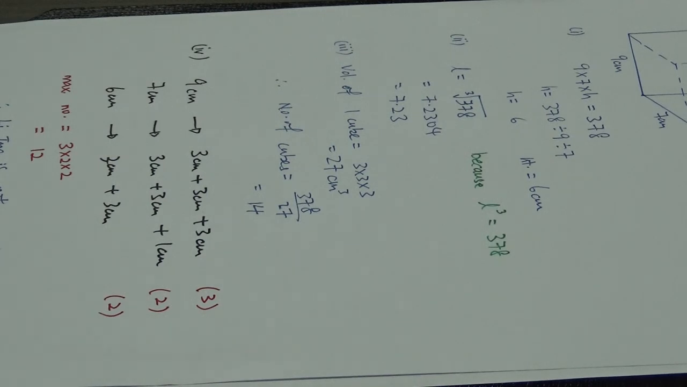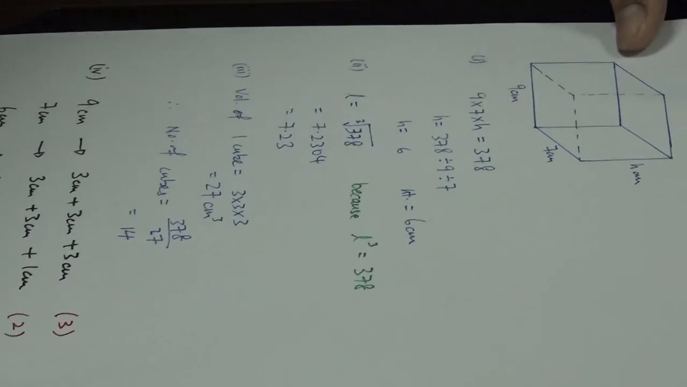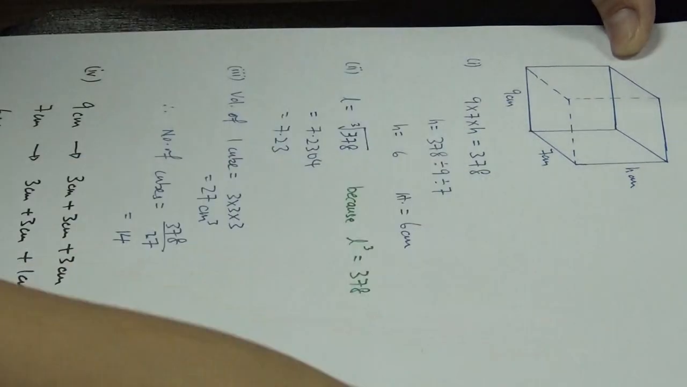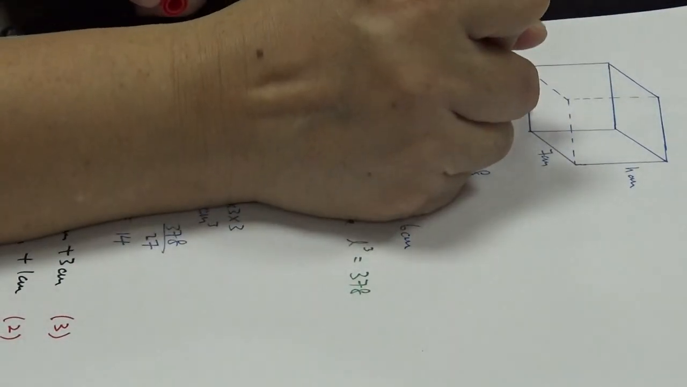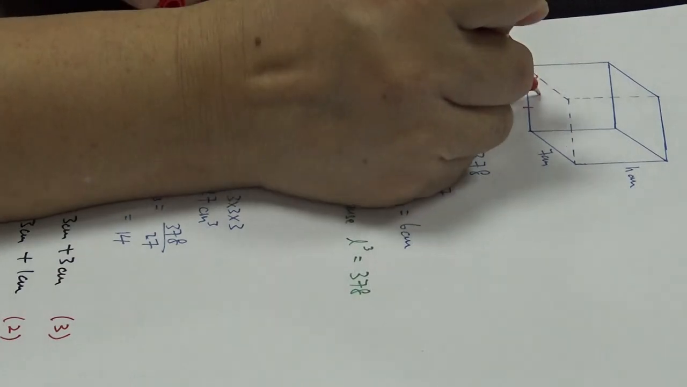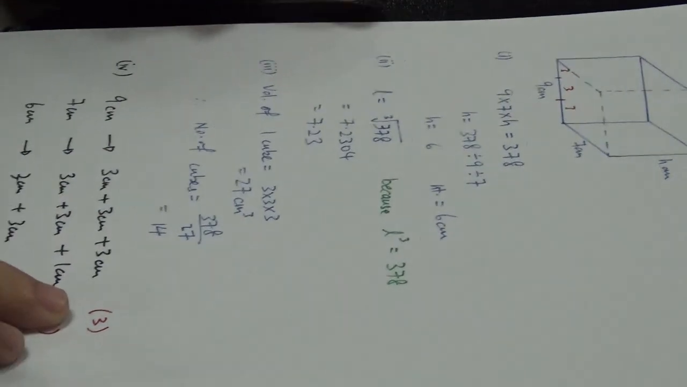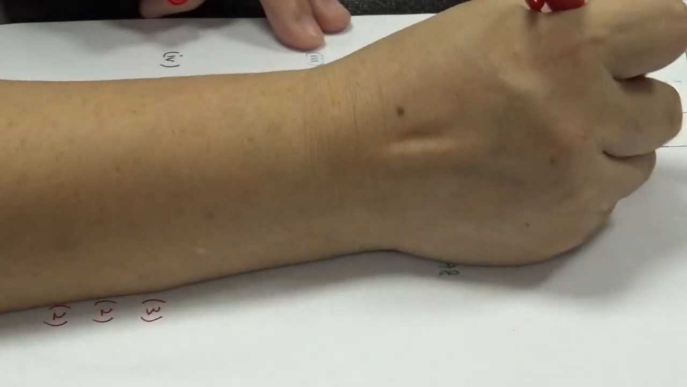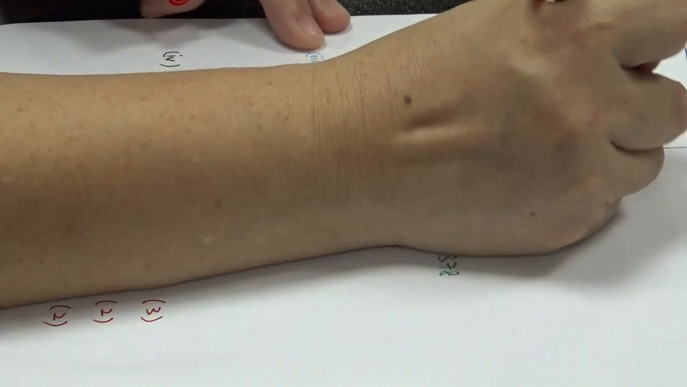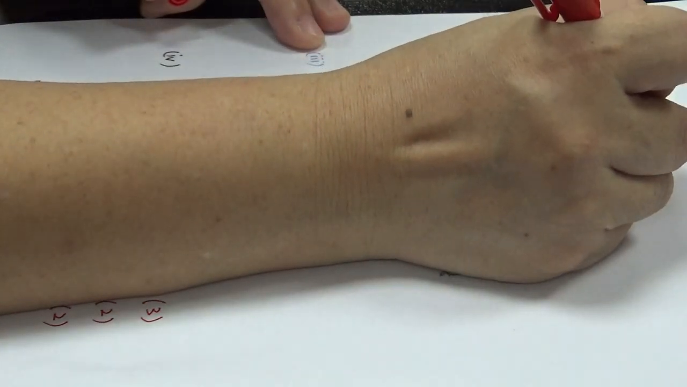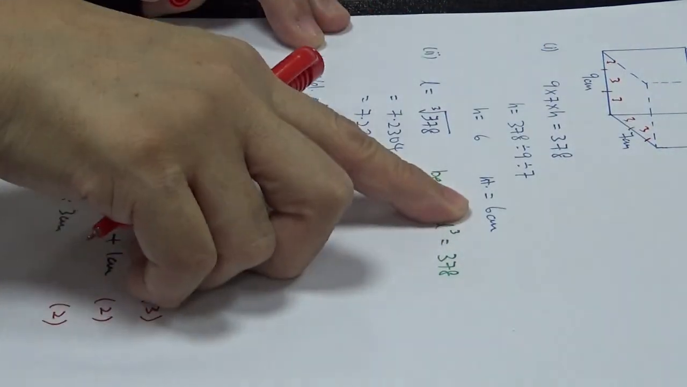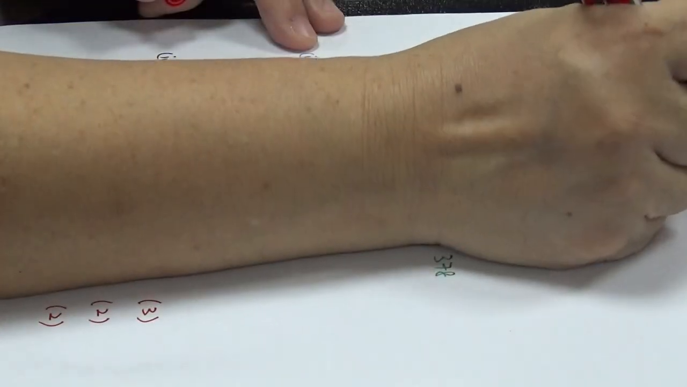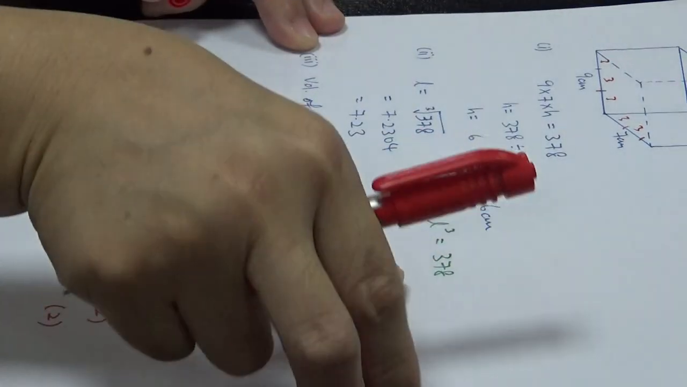Now, I want you to look at the cuboid. All of you look here. For 9, I will have 3 times of 3. For 7, I can only have 2 times of 3 plus 1. There's a 1 remainder here. And for the height, we have found in part 1 that it is 6. So I have 2 of 3.